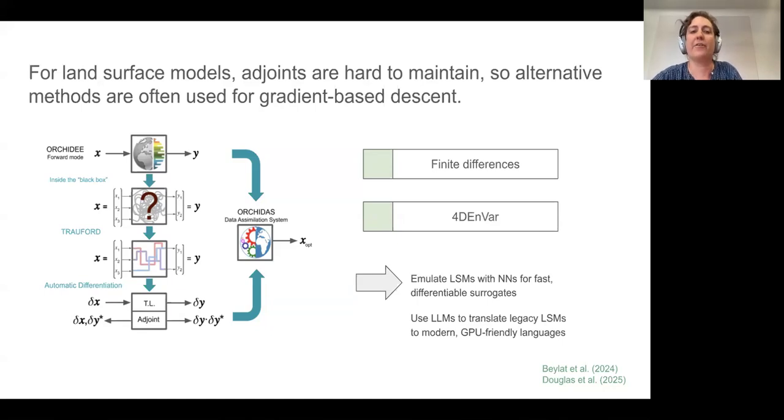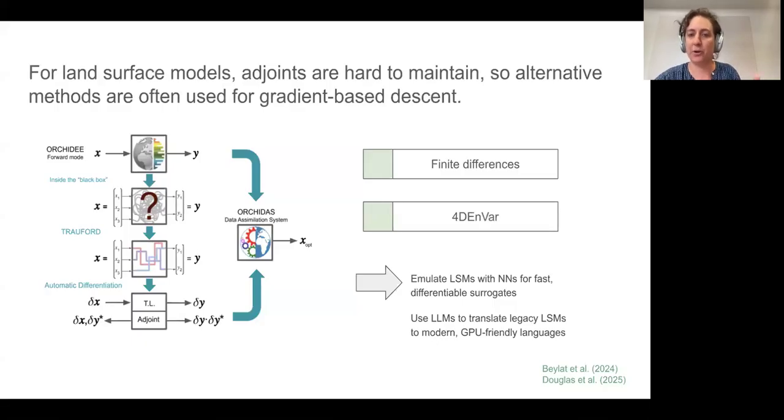And so actually a lot of other methods are being used, such as finite differences or 4D-Var, which is an ensemble method to approximate the gradient. I won't go into that here, but there's a couple of papers if you want to check out that method. But as we move to more of a machine learning world, if we are able to emulate land surface models with neural networks, then these are automatically differentiable. So we get the tangent linear and adjoint for free.